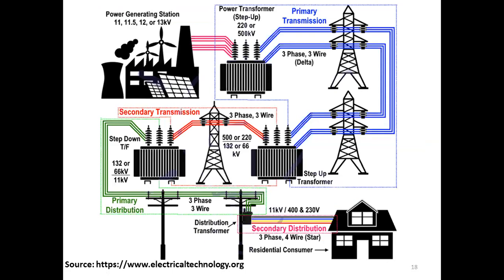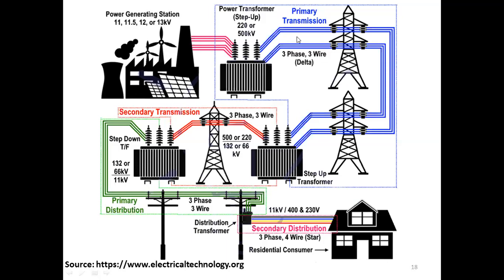What should we come across to get electricity at our home? See, at this portion, the power generating station, from which we are generating power with a voltage of 11, 11.5, 12 or 13 kV, depending upon the generator rating. The supply produced from the power station is immediately given to the power transformer. See the diagram here, power transformer. It steps up this 11 kV voltage to 220 kV.